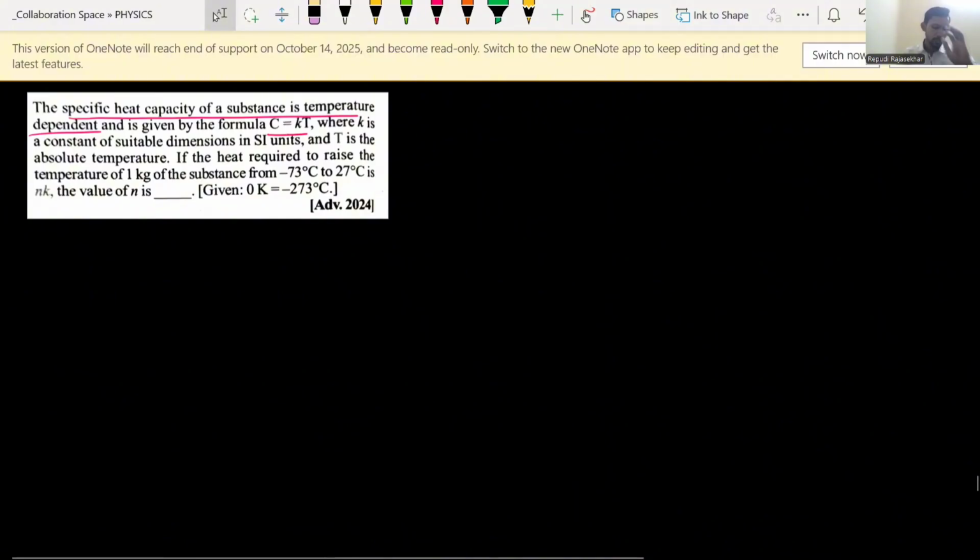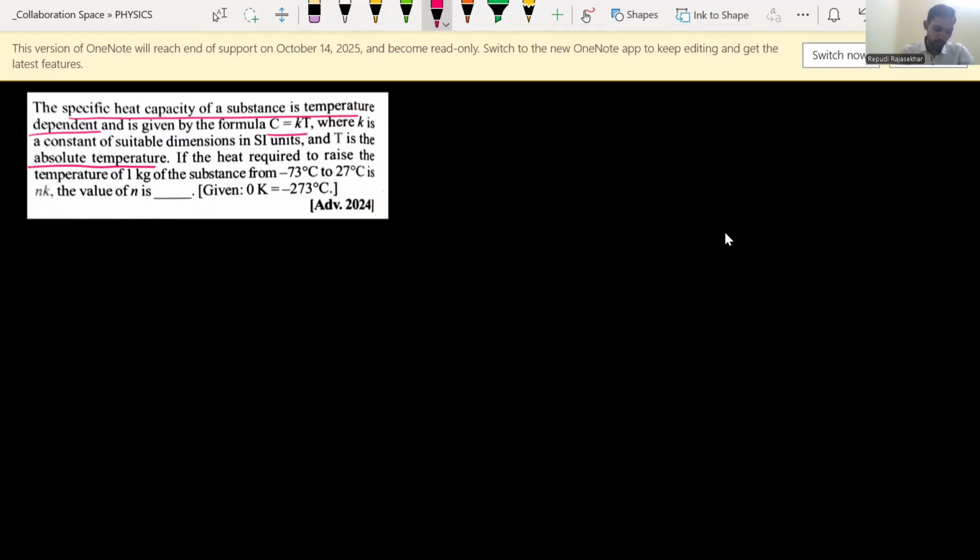Question 24, this one. The heat capacity is temperature dependent and is given by the formula C equals KT, where K is a constant of suitable dimension in SI units and T is the absolute temperature. Absolute temperature means we are using Kelvin units.